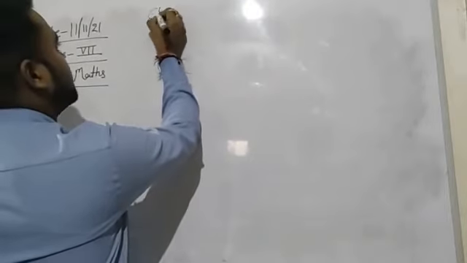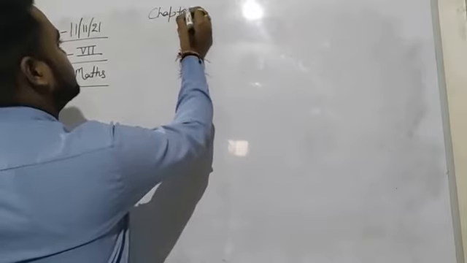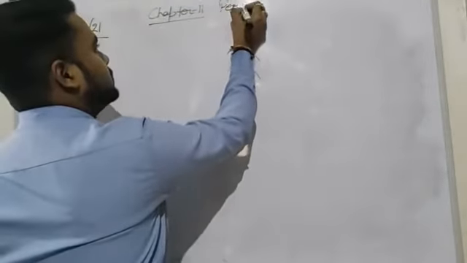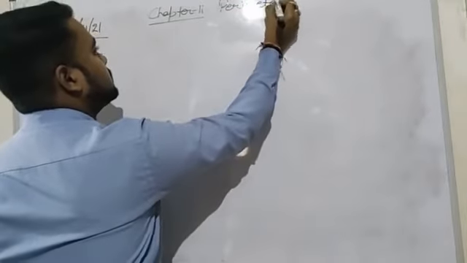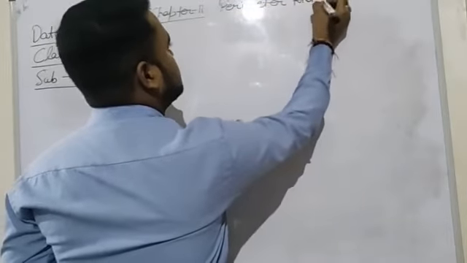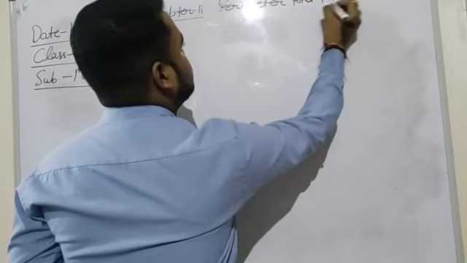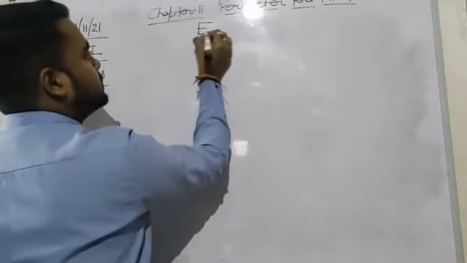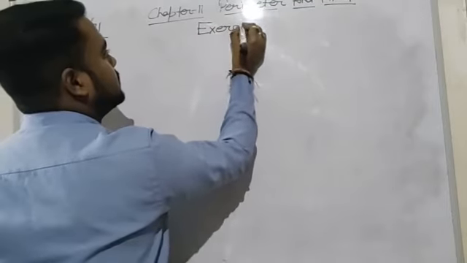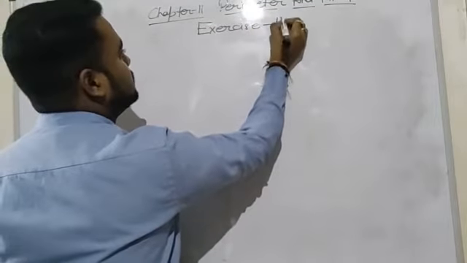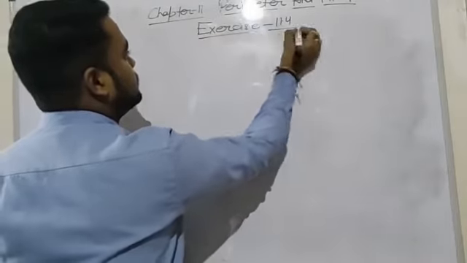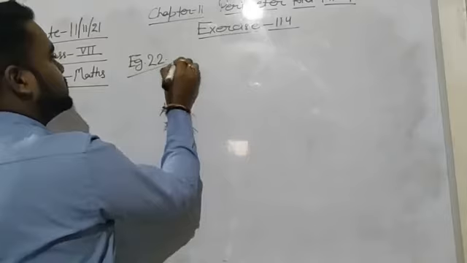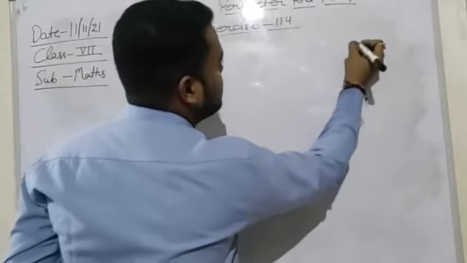So, chapter 11, perimeter and area. Exercise 11.4, example number 22, that is the last example of this exercise.